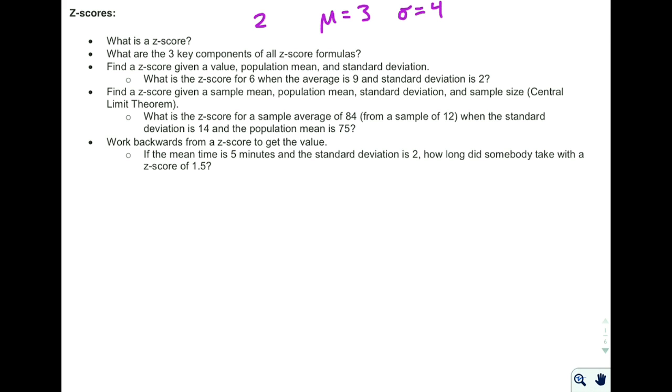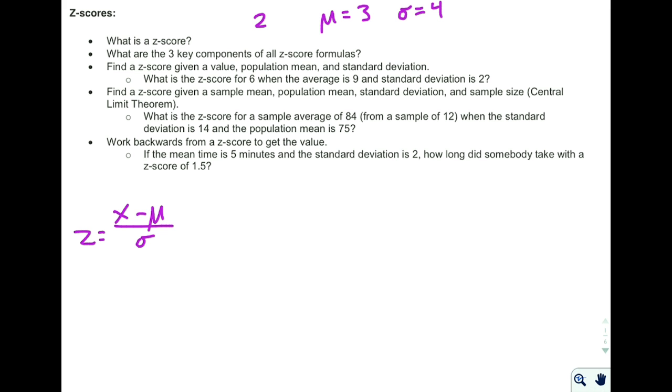3 components of z-score formulas. They all essentially look the same, and I'm going to write it down here. So the basic z-score formula is going to be z is equal to the value that you're interested in minus the middle divided by the standard deviation, the spread. So your value, how far is it from the middle, the distance from the middle, that's why we subtract, divide that by your spread, your standard deviation, your standard error. So those are the main 3 things we're looking for.